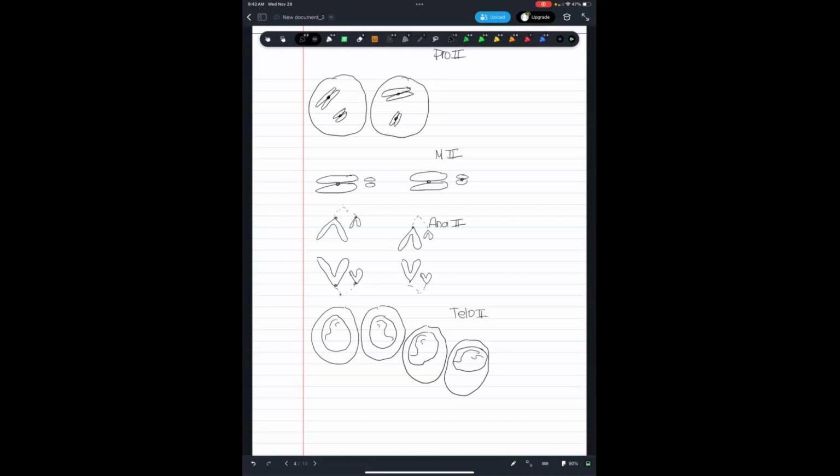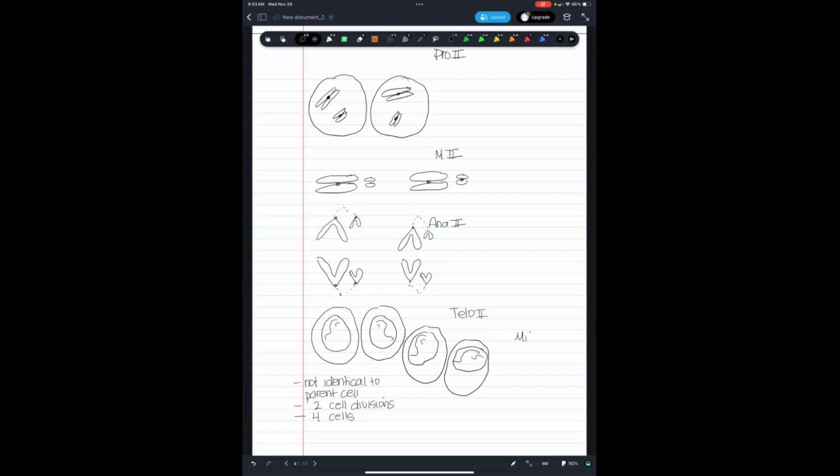So at the end of meiosis, we have cells that are not genetically identical to the mother cell. We have 2 cell divisions, and we end up with 4 cells.